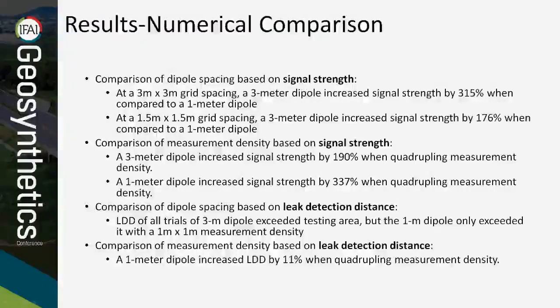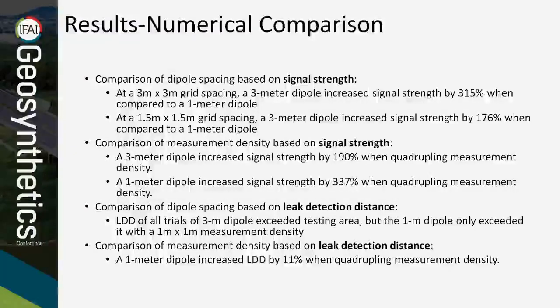Let's make sense of the values in the table by comparing them. So first, we're just going to look at signal strength. When you compare the different dipole spacings, the signal strength increased by 315% when you use a 3 meter versus a 1 meter dipole at a 3 by 3 grid spacing.